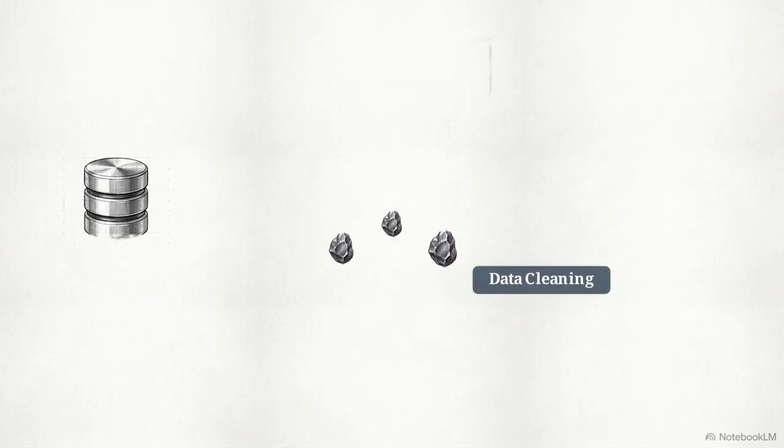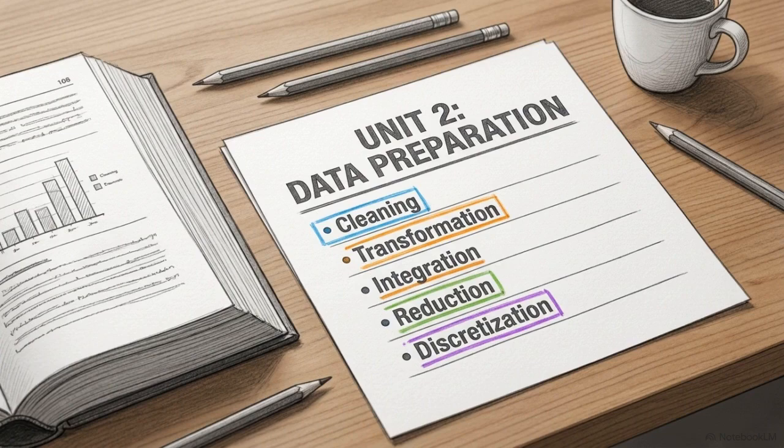When we pull information straight from a database or a spreadsheet, it's messy. It has errors, missing pieces, and formats that a computer simply can't digest. We have to prepare it before we can ever use it to train a machine learning model. This preparation phase is the entire focus of Unit 2 in your syllabus.